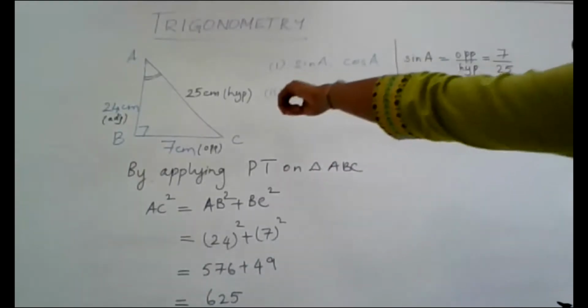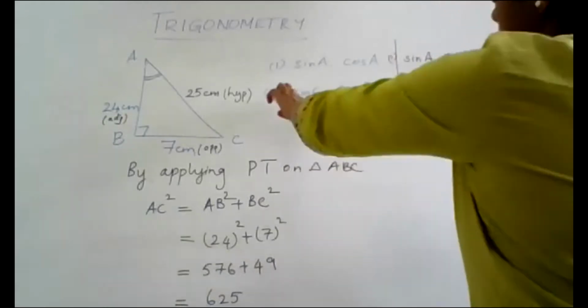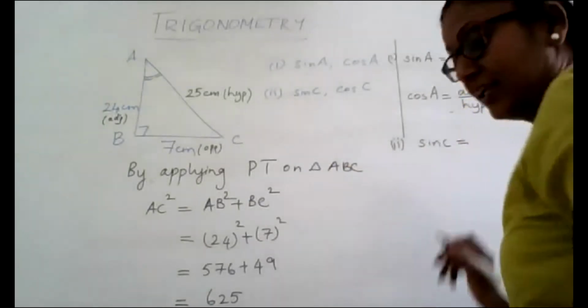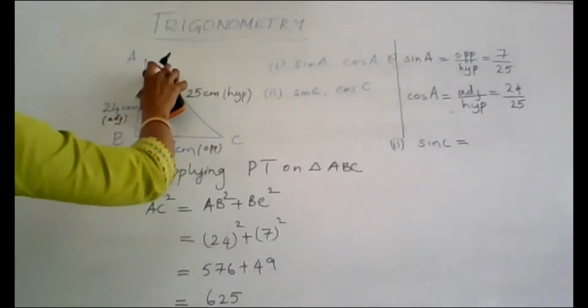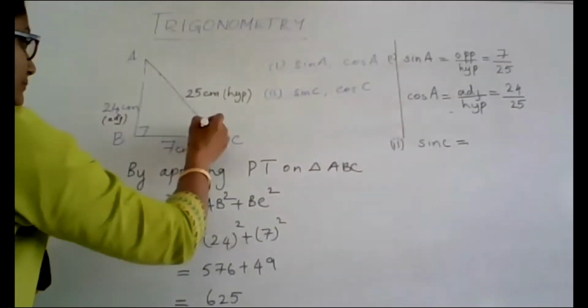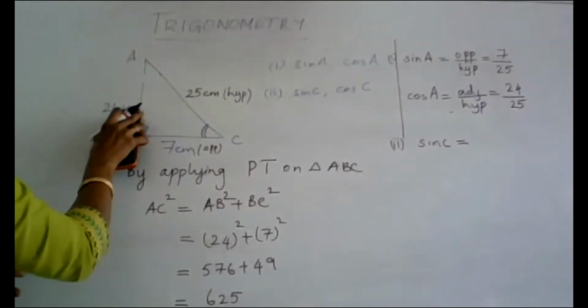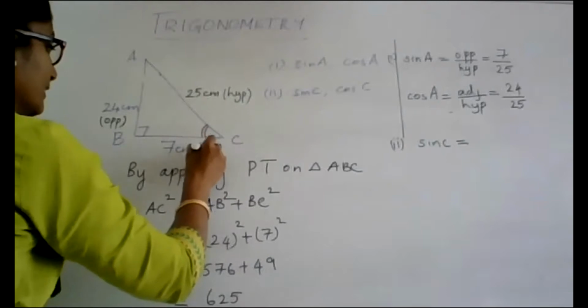Alright. Now the second part, we wanted sine of angle C. So I should go back to my triangle and now focus on the angle C. Now my angle is C. So which is the opposite side now? AB becomes the opposite side. And which is the adjacent side? BC becomes the adjacent side.